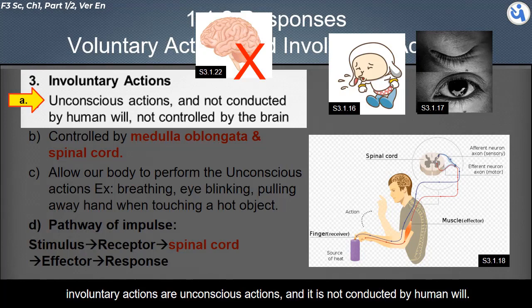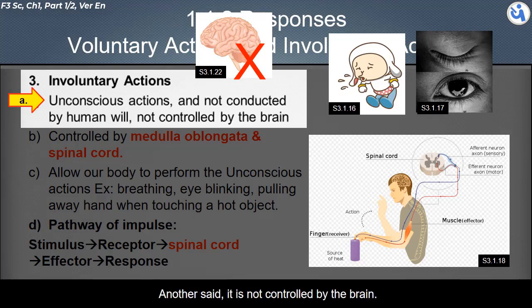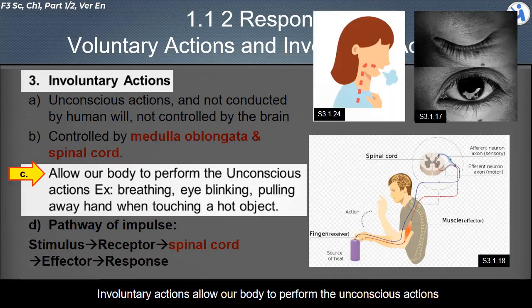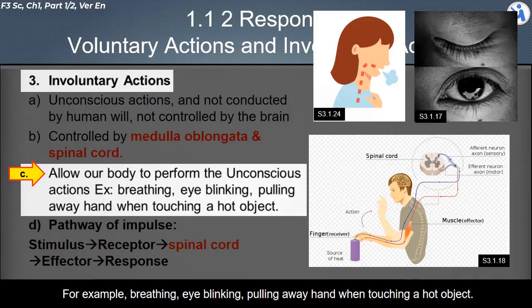Involuntary actions are unconscious actions, and they are not conducted by human will. In other words, they are not controlled by the brain. In general, involuntary actions are controlled by the medulla oblongata and spinal cord. Involuntary actions allow our body to perform unconscious actions. For example, breathing, eye blinking, and pulling away the hand when touching a hot object.